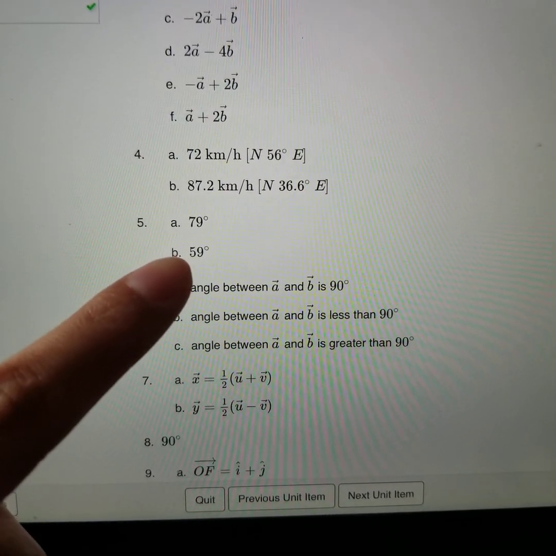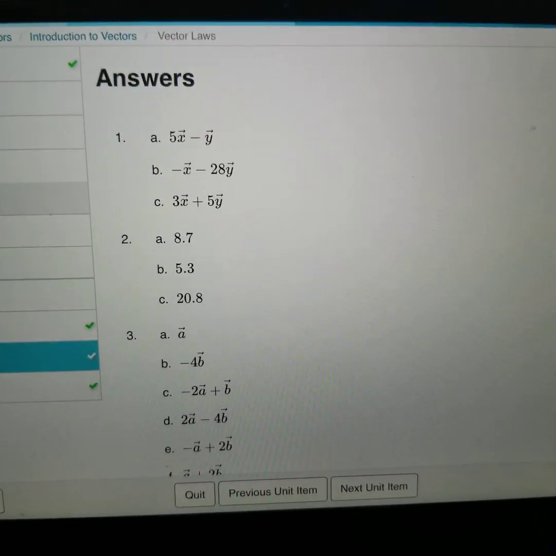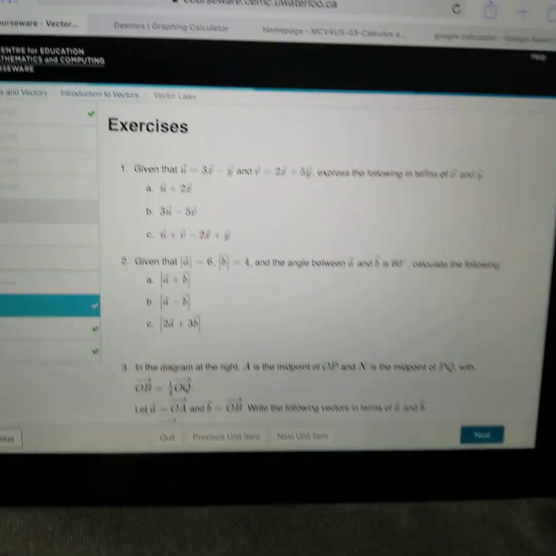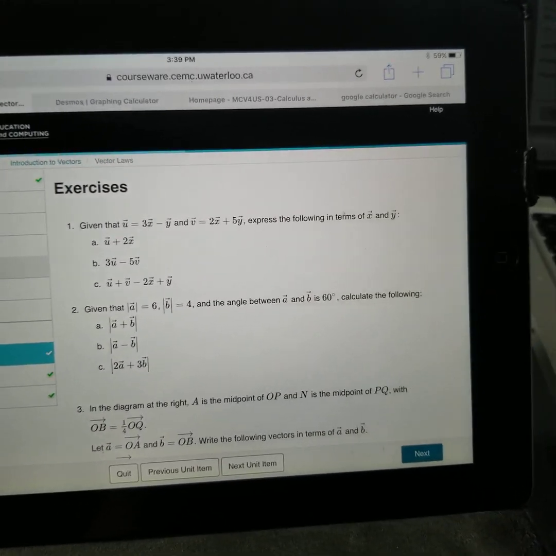And then we have here 79 degrees. So the first thing that we would suggest is obviously to draw a picture of the information that's given to us. Let me just set up the board. I did a partial solution already.